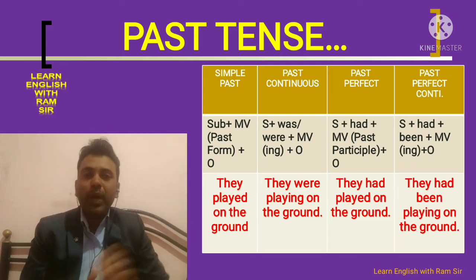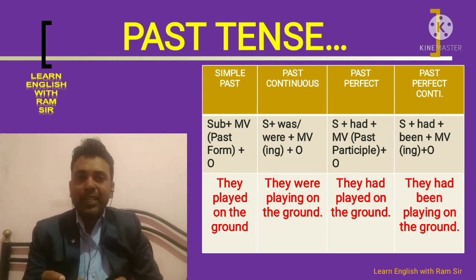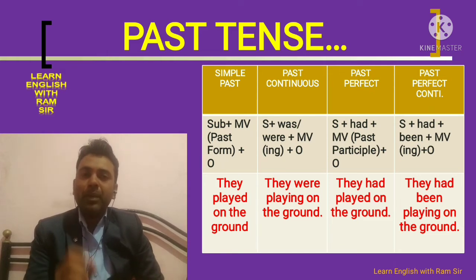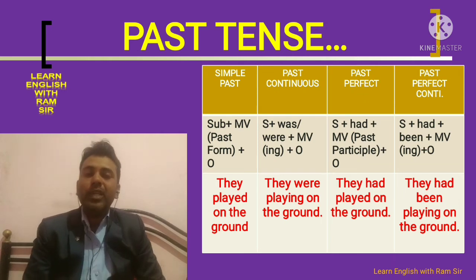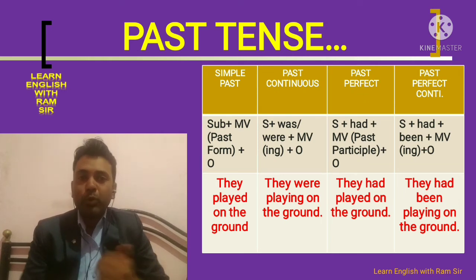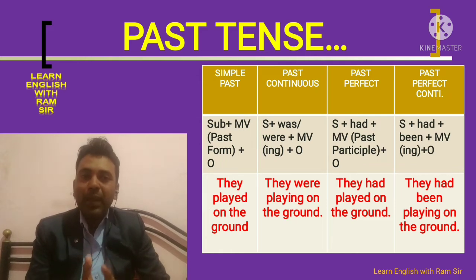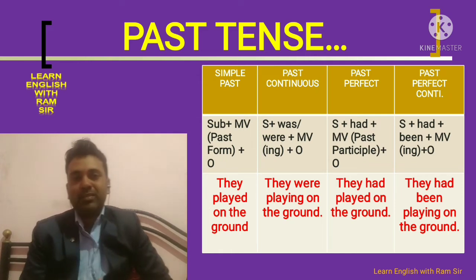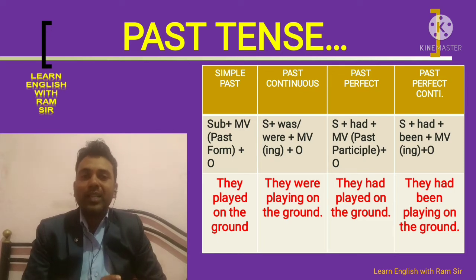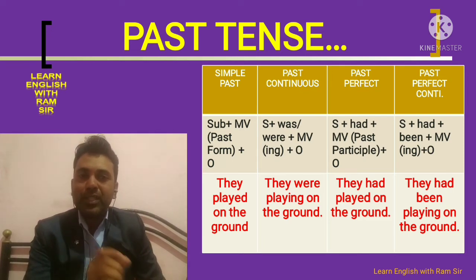After this, let's move ahead with our next part, that is past perfect tense, in which you have to use subject plus had plus the verb's past participle, and then after that you have to put the object. So what will be your answer? Let's see. They had played on the ground. In this way, you have to write down the answer of past perfect tense.